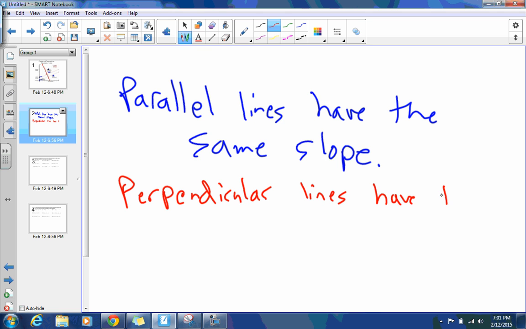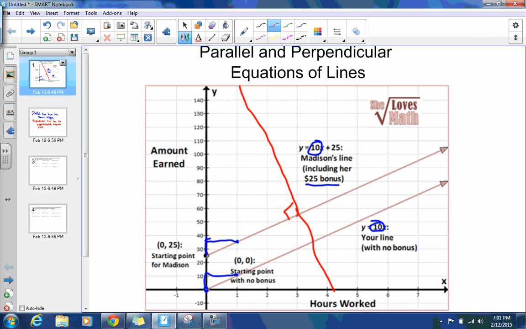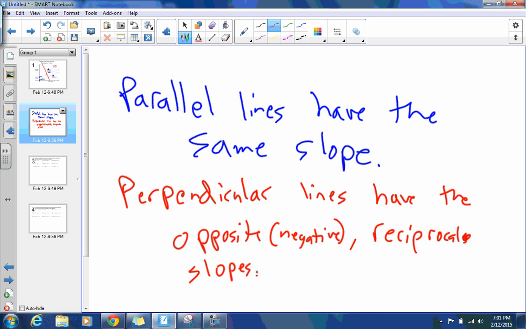So perpendicular lines have the opposite, and when I say opposite, I mean the negative reciprocal slopes. So for them to be perpendicular, they have to have opposite reciprocal slopes. For them to be parallel, they have to have the same slopes. And we can deal with that by looking just at equations.